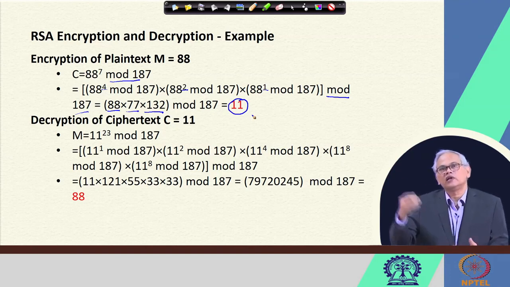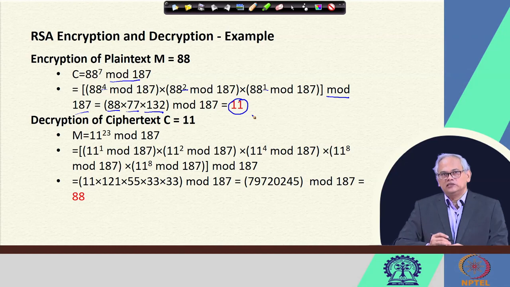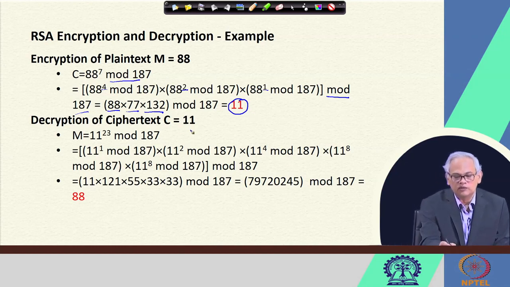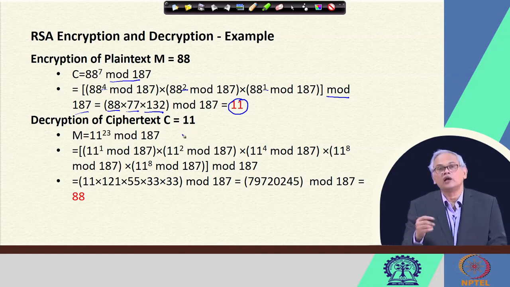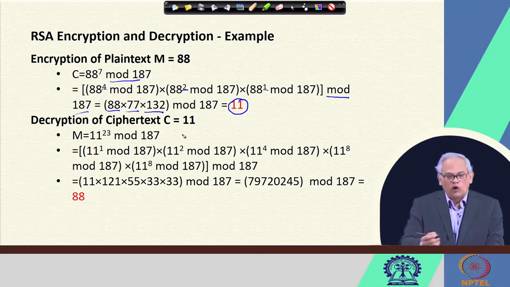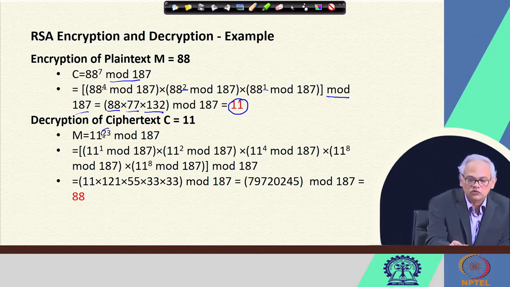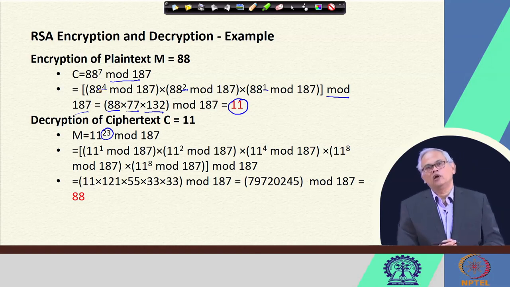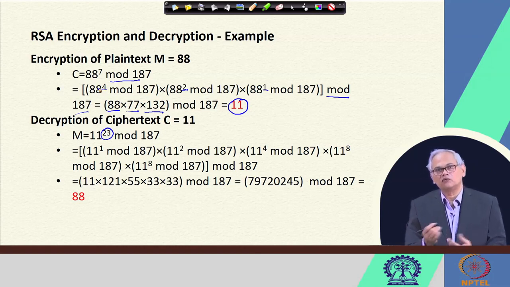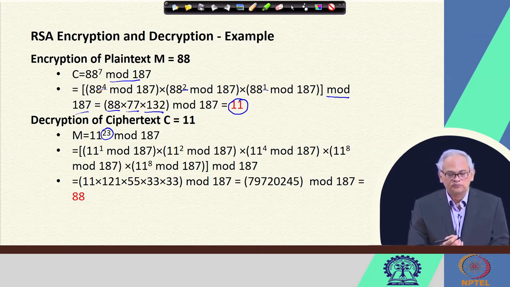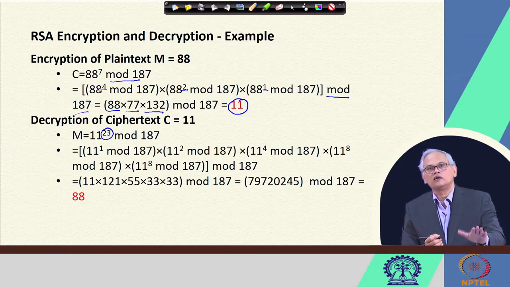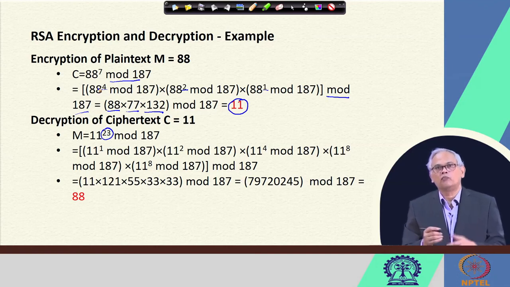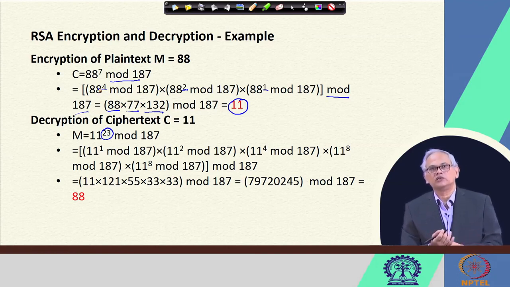Now, this 11 has been sent to Bob by Alice, and then what Bob will do is that Bob will follow the steps that we had mentioned in the previous slide, and Bob will also now raise 11 to the power of not 7, but 23, which is the decryption key, which is part of the decryption key along with n, which is 187. So, Bob does not know what the original plain text is. Bob has only got the cipher text, which is 11.